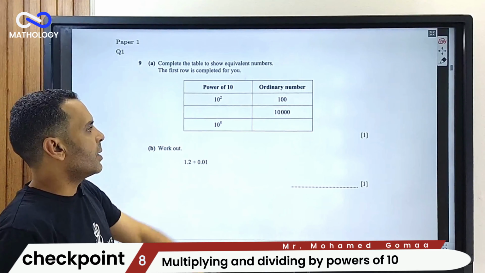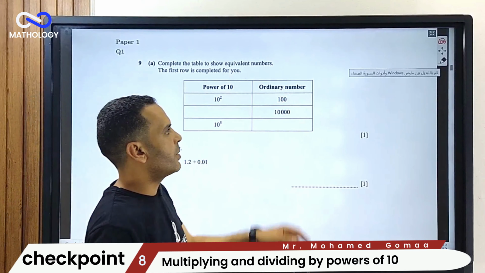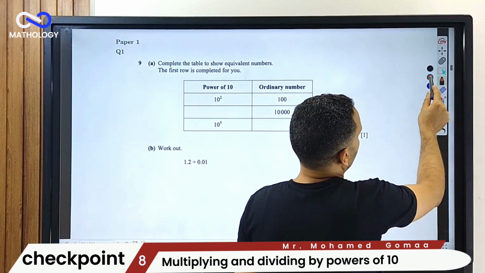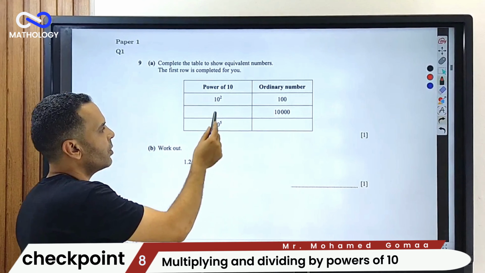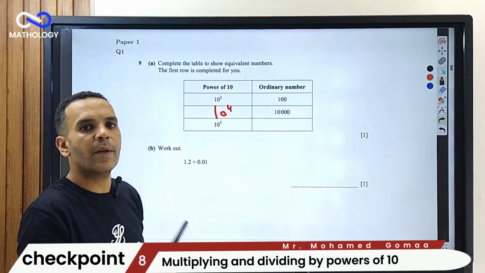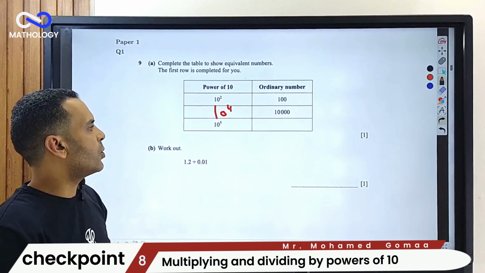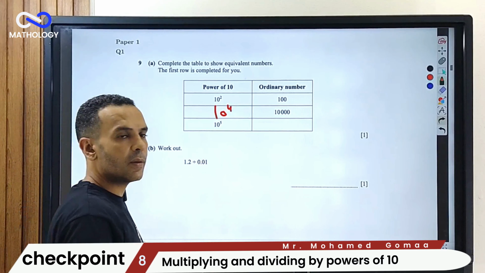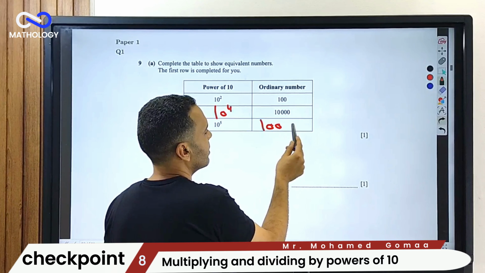10 power 2 equals 100, two zeros, and 10,000 equals 10 power 4. We have four zeros: 10 multiplied by 10, multiplied by 10, multiplied by 10. It will be 10 to power 4. 10 to power 5 equals 100,000.